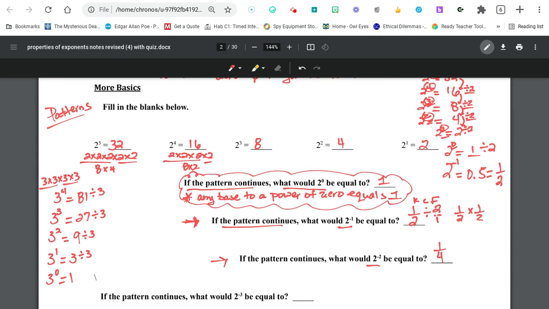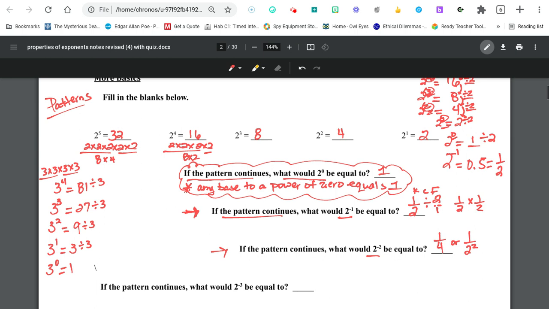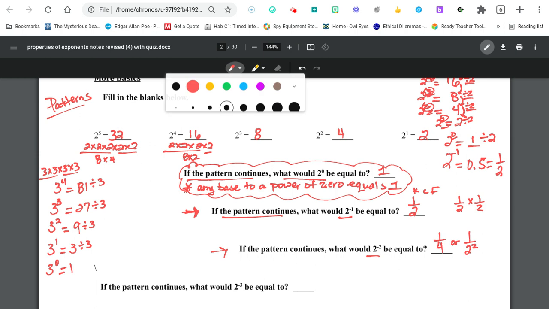Okay. I'm going to write this another way. It can also be written as 1 over 2 squared. Okay. And let me go back and color code these. I need to do something. So we all know that the pattern was dividing by 2. Let me color code that so we can see your original answer.